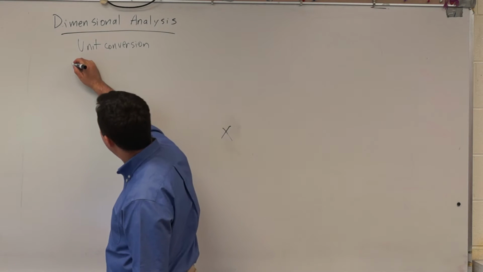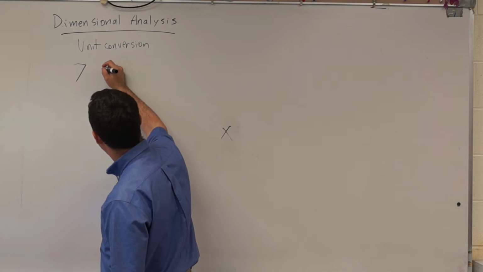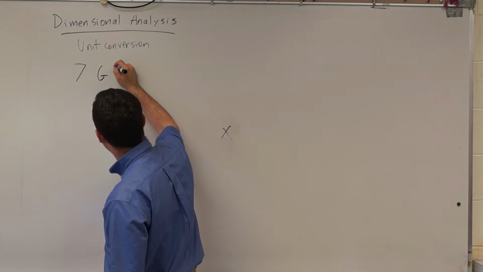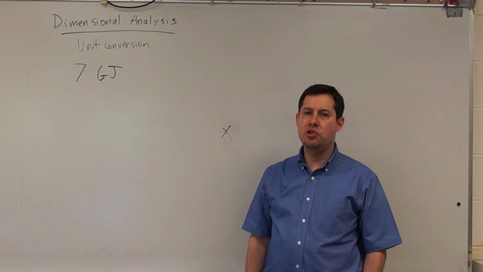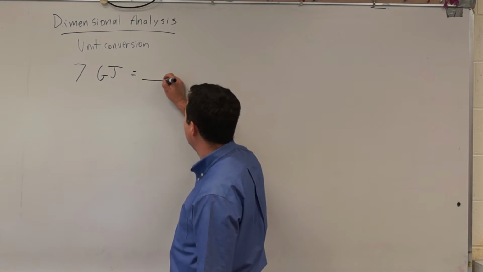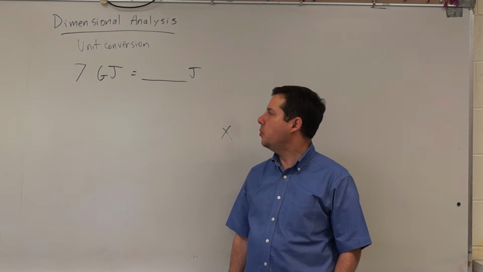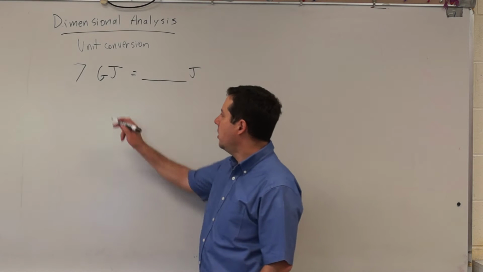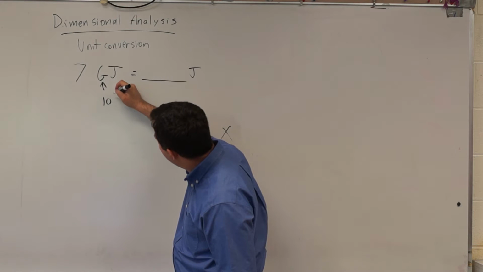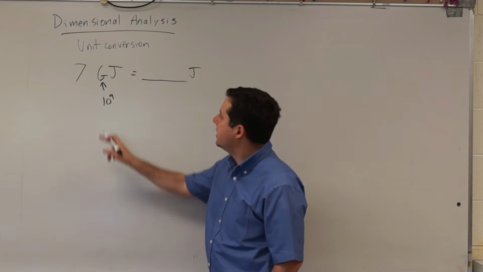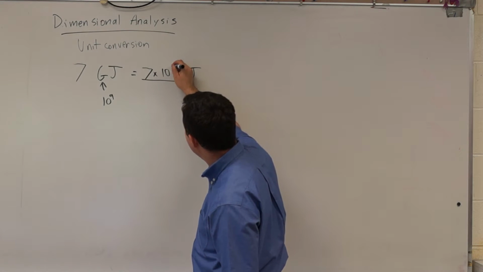So let's say that we have a measurement of energy, and that energy gives us 7 gigajoules. GJ for gigajoules. And we want to change this to joules. So it's going to equal some number of joules. And this sort of thing is pretty easy to do because if you look up on your reference table, G stands for an order of magnitude 10 to the 9th, meaning 7 billion joules. So you could just simply write this as 7 times 10 to the 9th joules.